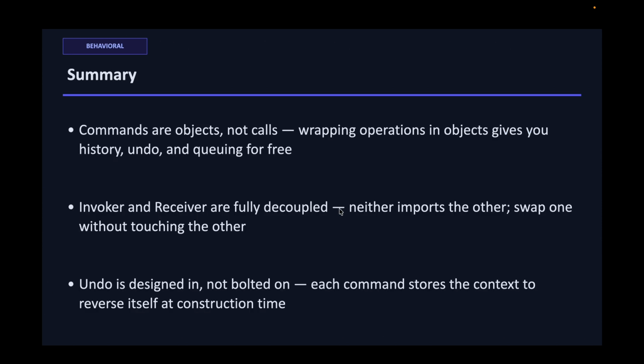In summary, there are three takeaways to close. The first one is commands are objects, not calls. Wrapping operations in objects gives you a history, allows undo, and queuing with no additional framework. The second one is the invoker and receiver are completely decoupled. Neither imports the other's logic, so you can swap one without touching the other. And third, the undo is designed in, not bolted on, because each command stores the data it needs to reverse itself at construction time. So the undo is just a pop and a method call.